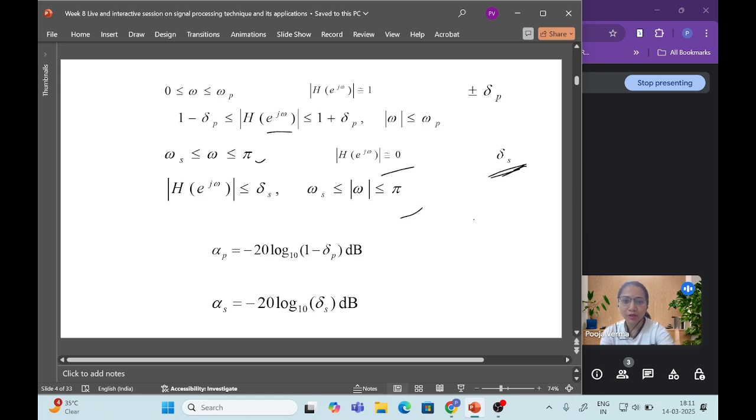Already we know that. So how will we find the peak ripple? In the pass band it is represented by alpha p, which is equal to minus 20 log 10 of 1 minus del p in dB, and similarly in the stop band the peak ripple factor is represented by alpha s, that is minus 20 log 10 del s.